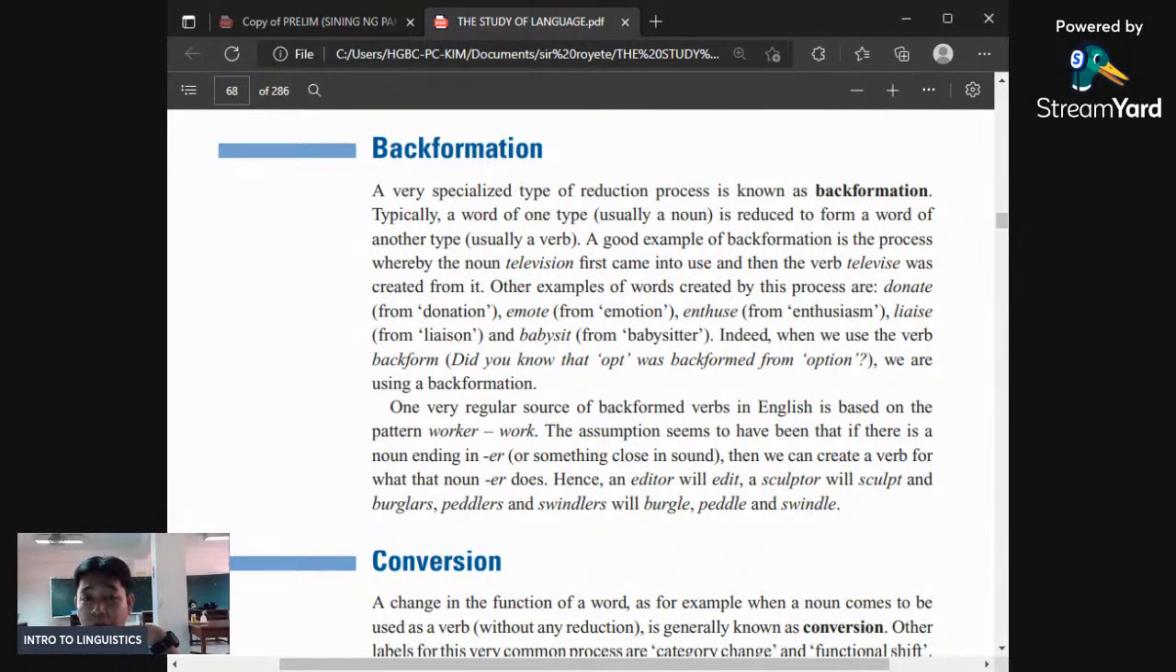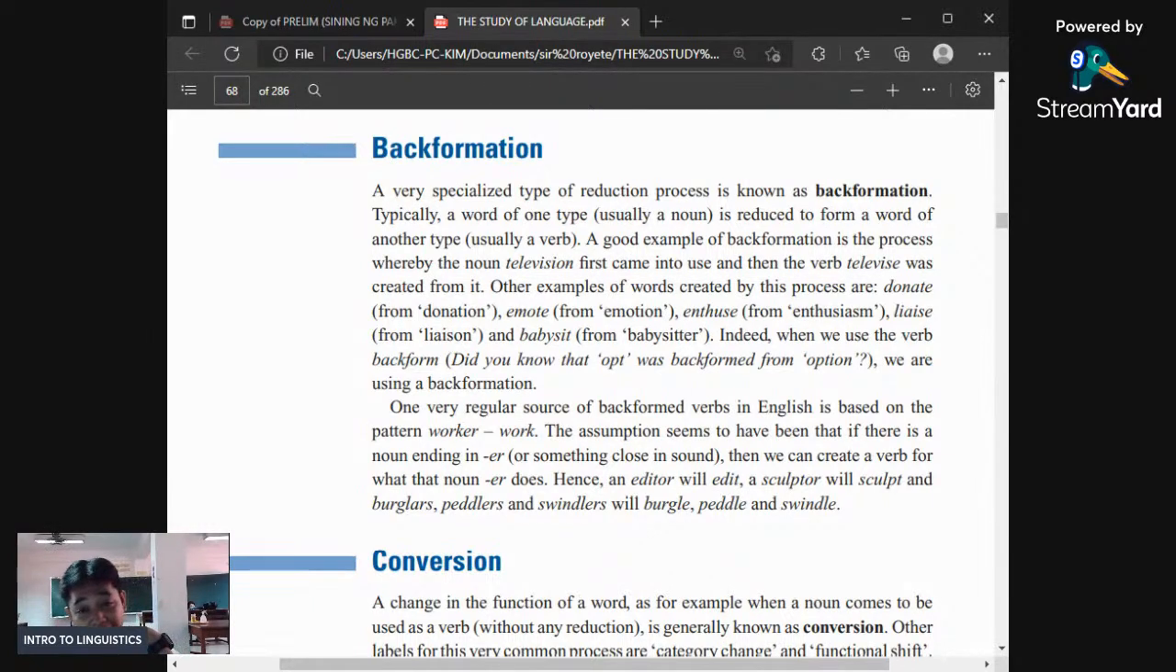Donation, donate. Emotion, emote. Enthusiasm, enthuse. Liaison, we have liaise. Babysitter, we have babysit. Diba? So, from the noun word, nagkaroon tayo ng verb form ng word na yun. Kaya tinatawag natin back formation. For example, did you know that opt was back formed from option? Option naging opt. Right? Worker, work. So the assumption seems to have been that if there is a noun ending in -er, or something close in sound, then we can create a verb for what the noun does.